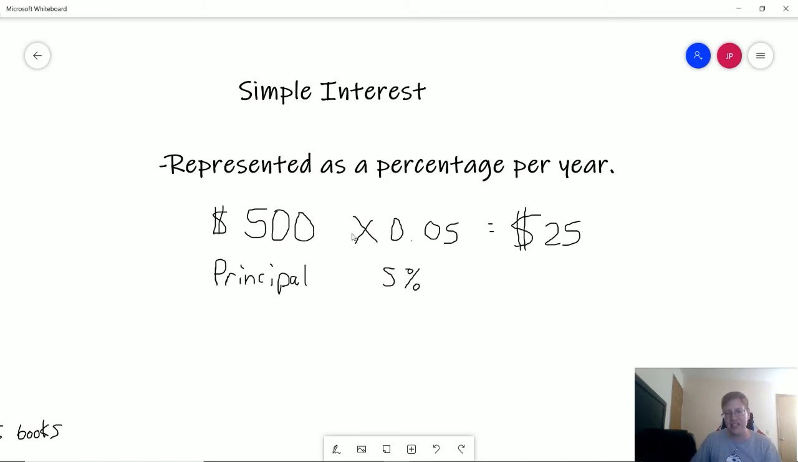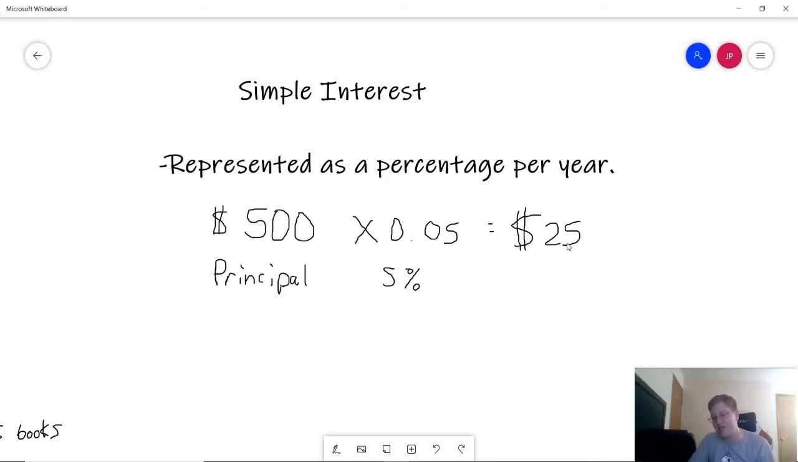You can actually kind of cheat a little bit with numbers like this. If you know that 10% of 500 is going to be 50, half of that would be 5%, and that could give you your $25 without having to write out a multiplication problem.